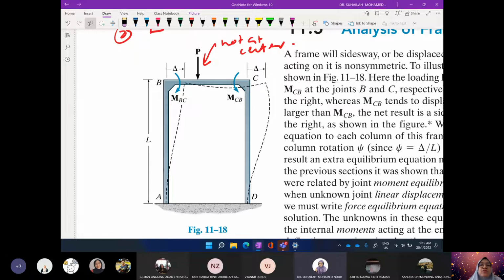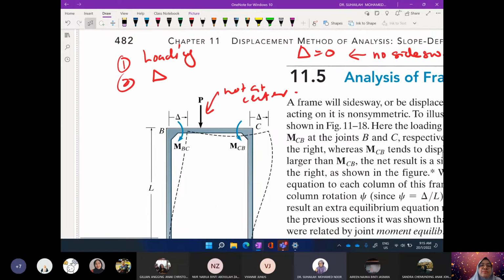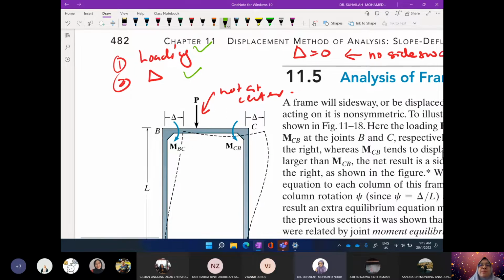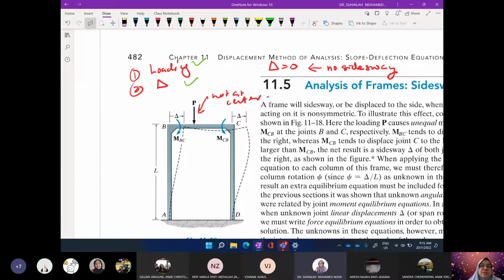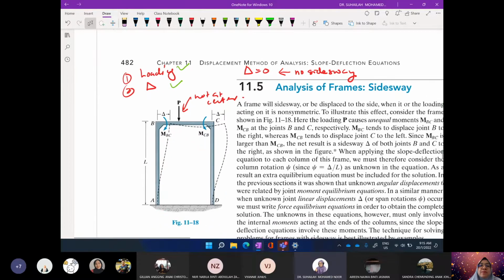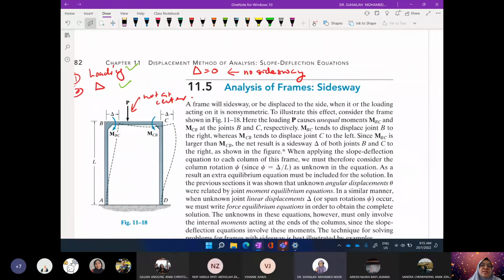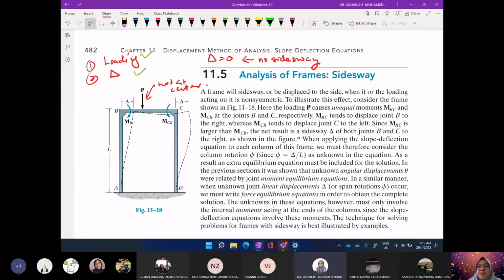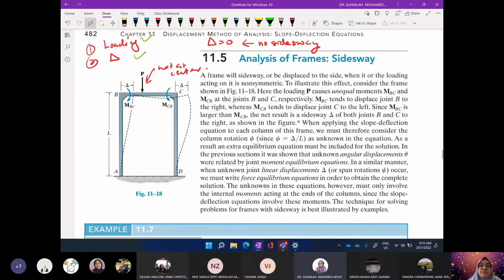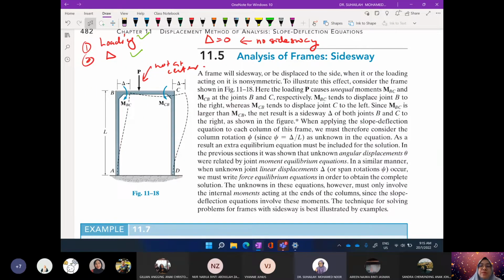So in this case, we have two things to consider: FEM due to loading, and the second one, FEM due to delta. This is the concept we apply in the moment distribution method. The concept is explained under two topics: number one is the slope deflection method, number two is the moment distribution method. You can find this theory in chapter 11, not in chapter 12, because the concept is not repeated.